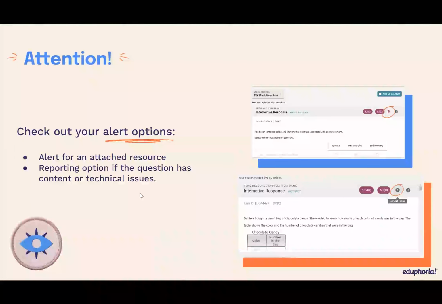Again, these are some fairly new alert options that we have within the item bank. So I really like to point these out. Our first one is a little tiny piece of paper, and it lets you know if any resource is attached to the question, so that you're not wondering what goes with this question based on the wording. It will be a good indicator that once this question is added, the resource will come alongside the question to support it.